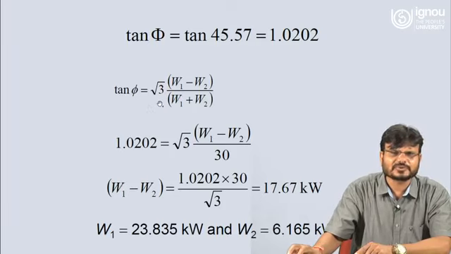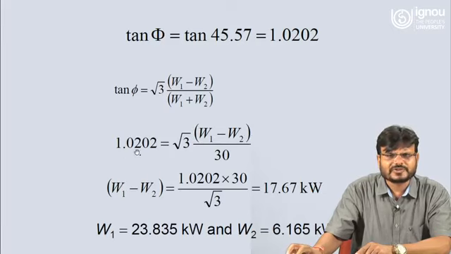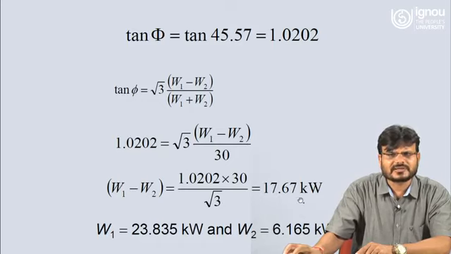As you know, this formula is very familiar to you: tan phi is equal to root 3 times W1 minus W2 upon W1 plus W2. So tan phi is 1.0202, so just put it here. You can notice that W1 plus W2 is also given, that is 30. Now you can find W1 minus W2. So W1 minus W2 is equal to 1.0202 multiplied by 30 divided by root 3. So it comes to 17.67 kilowatt.